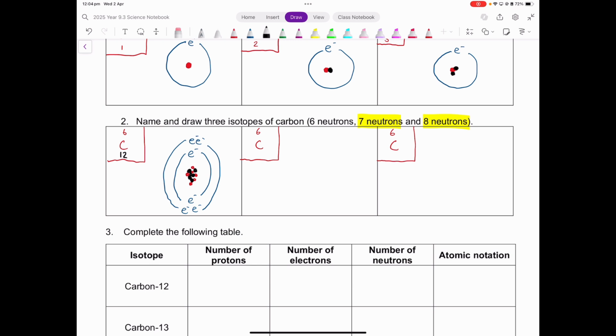Question? Why did you put the little dash on top of your E? Because they have a negative charge. So I draw my electrons with the little negative symbol up the top. All right, so give question 2, parts B and C a go for me.